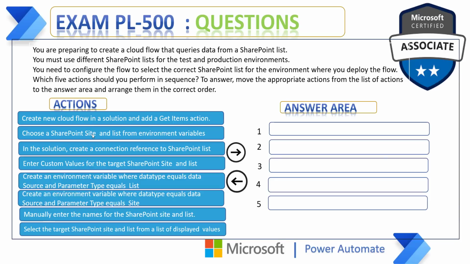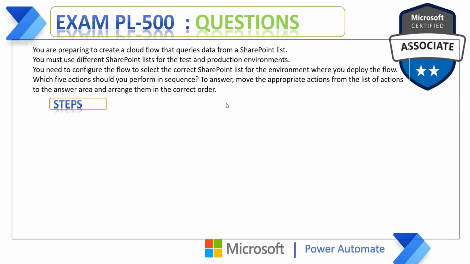There are 8 actions given. Out of these 8 actions, we have to select 5 actions which we need to perform in sequence. Before answering the question, we will understand the PL-500 question and the steps and actions in the requirement.